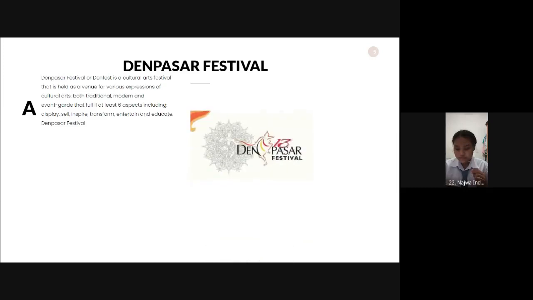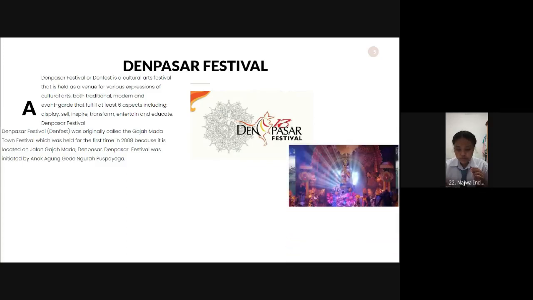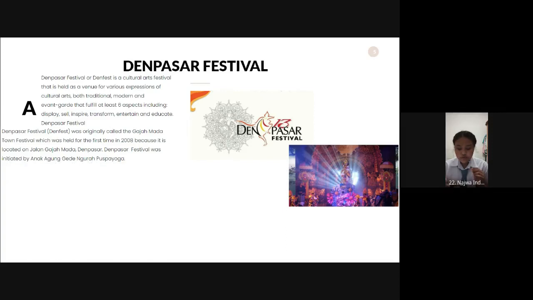Denpasar Festival. Denpasar Festival or Denfest is a cultural arts festival that is held as a venue for various expressions of cultural arts, both traditional, modern, and avant-garde, that fulfill at least 6 aspects, including display, sell, inspire, transform, entertain, and educate. Denpasar Festival, or Denfest, was originally called the Gajah Mada Town Festival, which was held for the first time in 2008 because it is located on Jalan Gajah Mada, Denpasar. Denpasar Festival was initiated by Anak Agung Gede Ngurah Puspayoga.